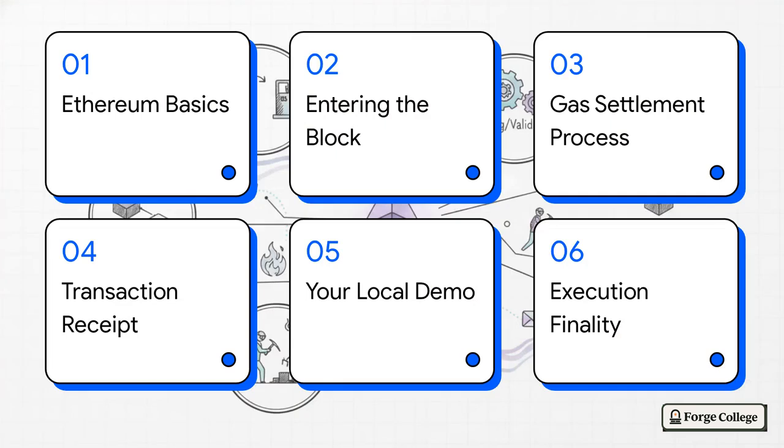Here is our schematic for today's lesson. We're going to cover 1. Back to Ethereum basics. 2. Entering the block. 3. The gas settlement process. 4. Reading the transaction receipt. 5. Building your local demo. And finally, 6. Achieving execution finality. We'll be breaking down the exact machinery of the EVM, tracking your transaction's journey from the chaotic mempool waiting room all the way to permanent block inclusion.